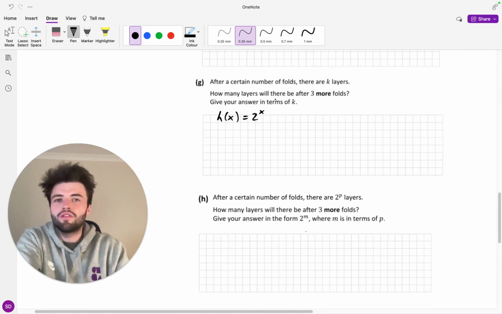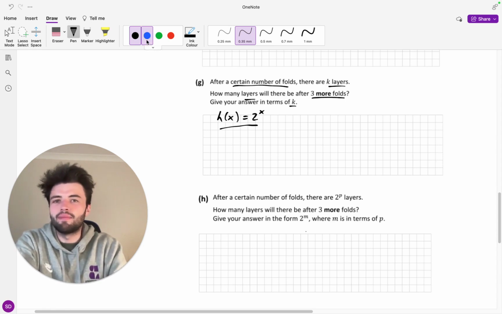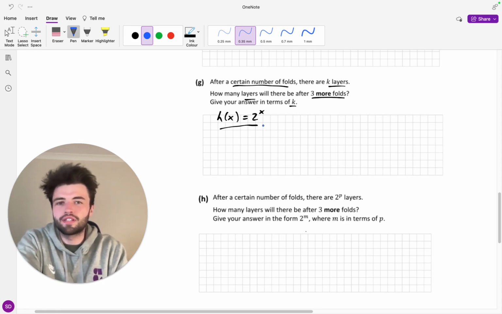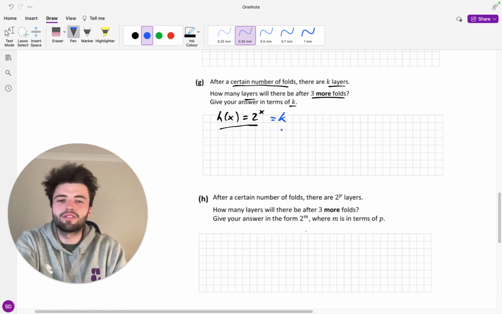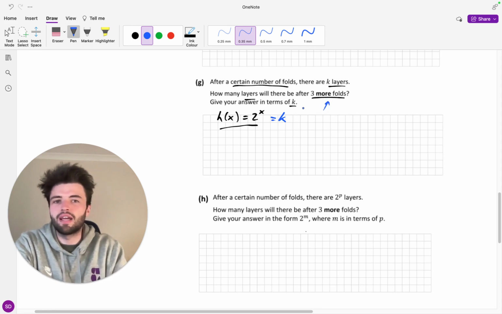So for part G, we're told that after a certain number of folds there are k layers, and we're asked to figure out how many layers there's going to be after 3 more folds and to give our answer in terms of k. And so I've just written our function again here, so we know that h of x is equal to 2 to the power of x, as it always has been for this question. And basically what we're told in this question is that for a certain value of x, this h of x, or this 2 to the power of x, is equal to k. And so we're asked to figure out what's going to happen when we just fold it 3 more times and to keep k in our answer, basically.